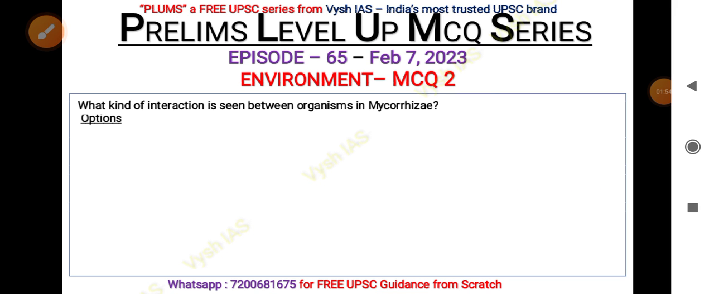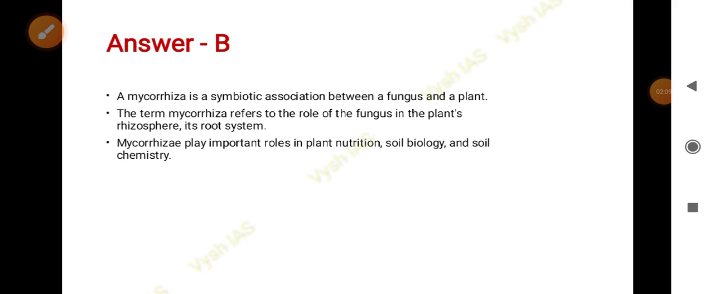Now, second question. What kind of interaction is seen between organisms in mycorrhizae? Your options are A, competition, symbiosis, commensalism, amensalism. Answer is B. Mycorrhiza is actually a symbiotic relation, which means it benefits both the organisms mutually. Here we have a fungus and a plant, and the term mycorrhiza refers to the role of the fungus in the plant's rhizosphere, which is its root system. Mycorrhiza play an important role in plant nutrition, soil biology and soil chemistry.